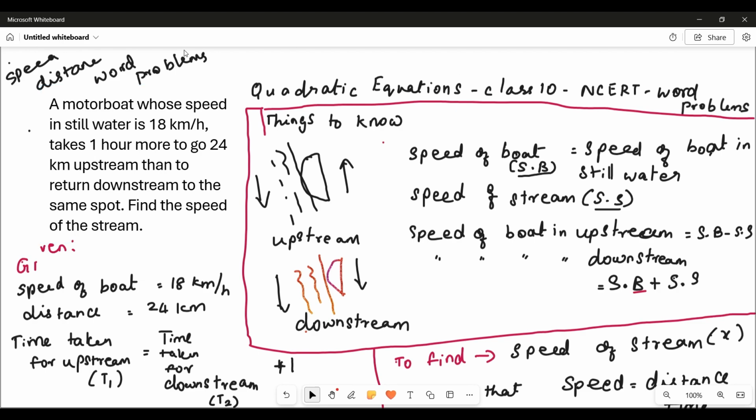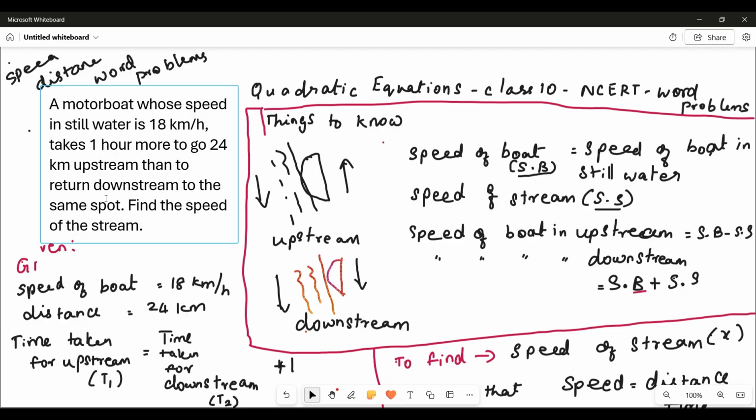So here in this question, a motorboat whose speed in still water is 18 kilometers per hour. It is clearly mentioned that the speed of boat in still water is 18 kilometers per hour. So speed of boat is equal to 18 kilometers per hour. So this is given. And what else is given? It takes 1 hour more to go 24 kilometers upstream than to return downstream. The distance is also given, which is 24 kilometers.